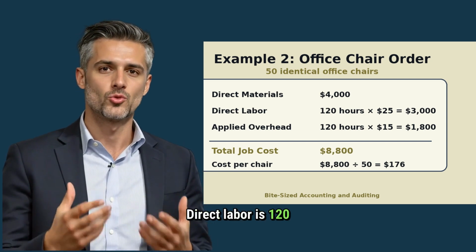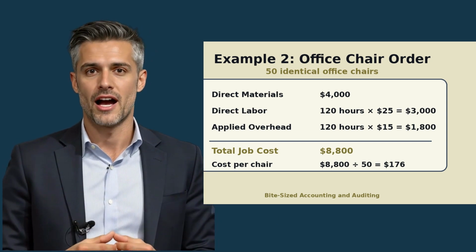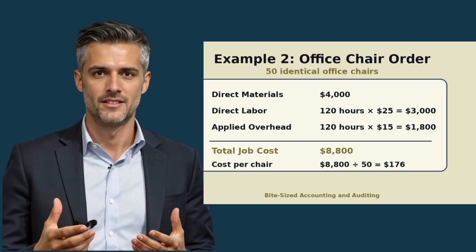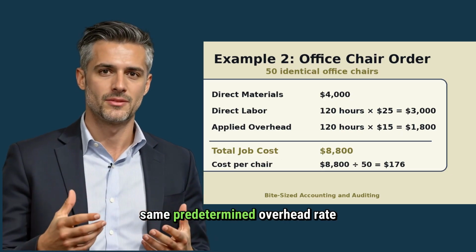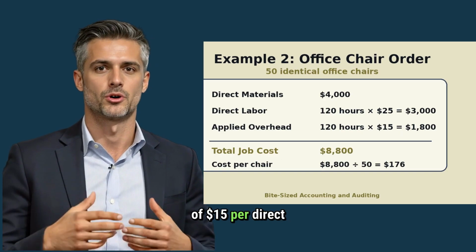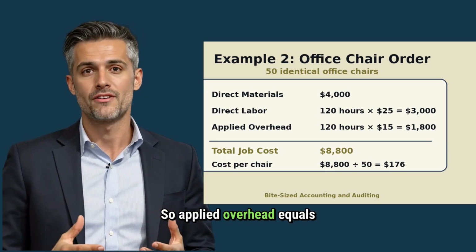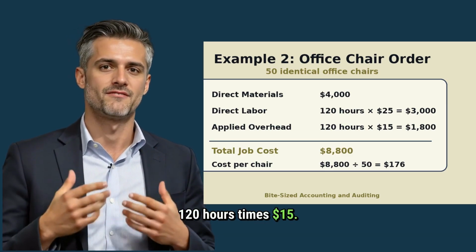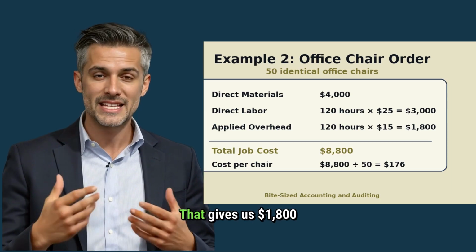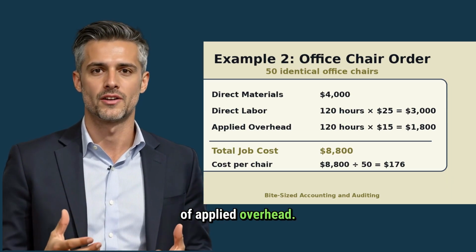Direct labor is 120 hours times $25 per hour, which equals $3,000. We will use the same predetermined overhead rate of $15 per direct labor hour. So applied overhead equals 120 hours times $15. That gives us $1,800 of applied overhead.